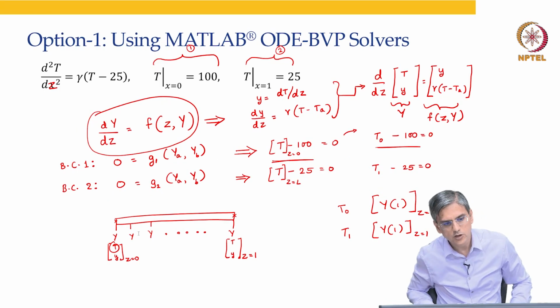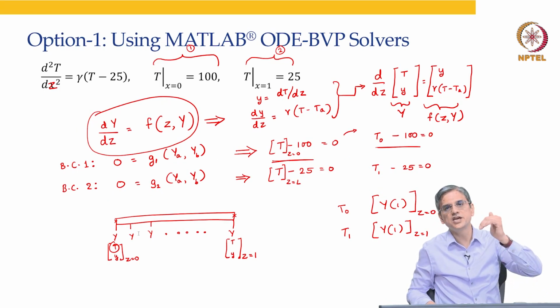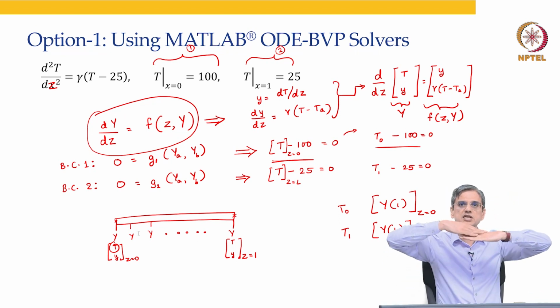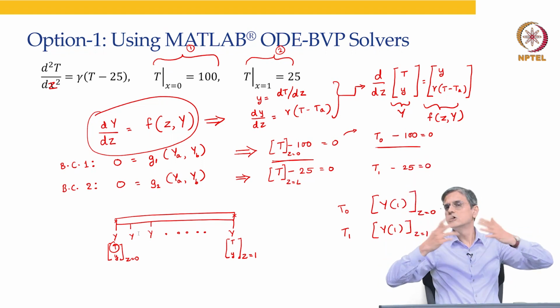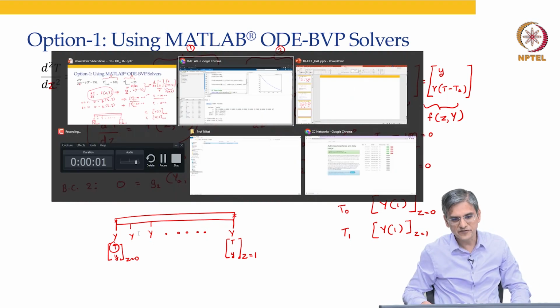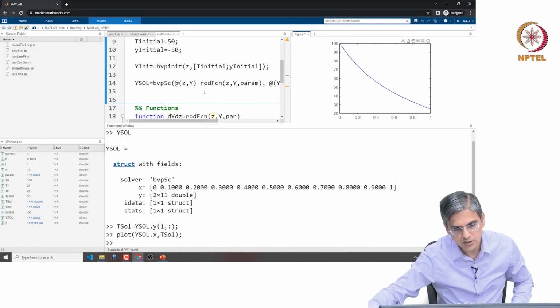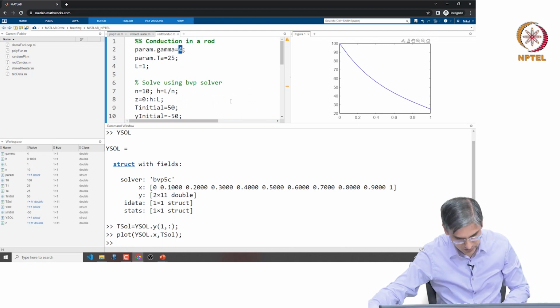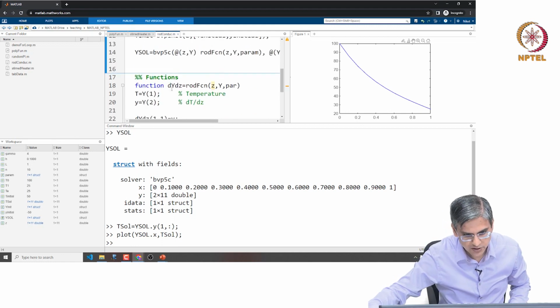Now, let us look at an interesting problem. What happens if you increase the gamma? What do you mean by increasing the gamma? Increasing the gamma means either the heat losses are increased or the thermal conductivity is decreased. So, let us consider the case where the heat losses are double. If we have gone from gamma equal to 4 to gamma equal to 8, what do we get? So, let us do this.